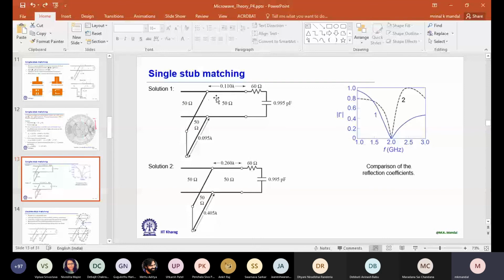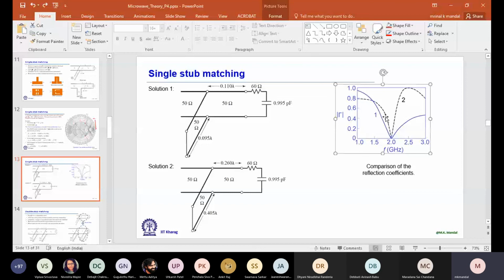So solution 1 is this one, solution 2 is this one. I can plot gamma, or magnitude of S11, for both of these two cases. How can we do that? In MATLAB, let's say we calculate gamma as (Z in minus Z naught) by (Z in plus Z naught), and plot gamma versus frequency. If we do that for these two different scenarios, then case 1 is represented here by the blue line, and case 2 is the black line.